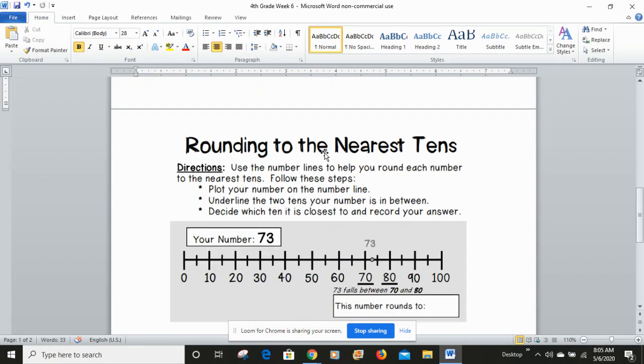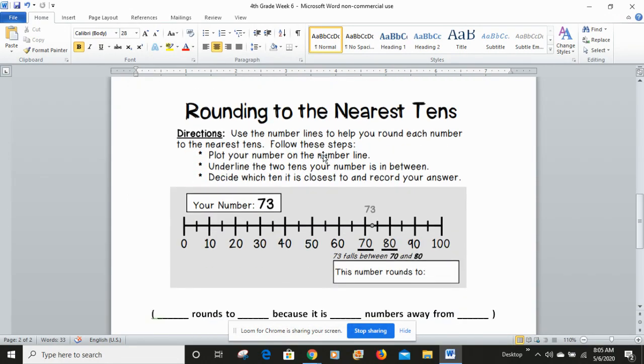But I also like to use number lines. And I think number lines really show us where the number we're rounding fits in between the other numbers. So the directions here say use the number lines to help you round each number to the nearest 10. Follow these steps. Plot your number on the number line. So if we want to round the number 73, we're going to round in the tens place. So you build the number line counting by 10. So 10, 20, 30, 40, on up.